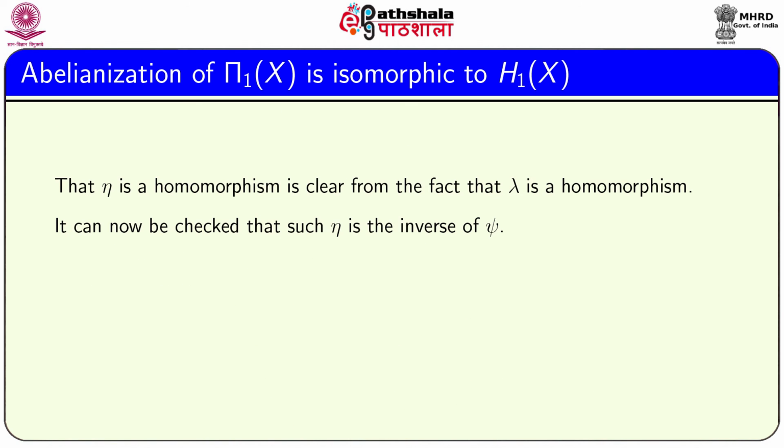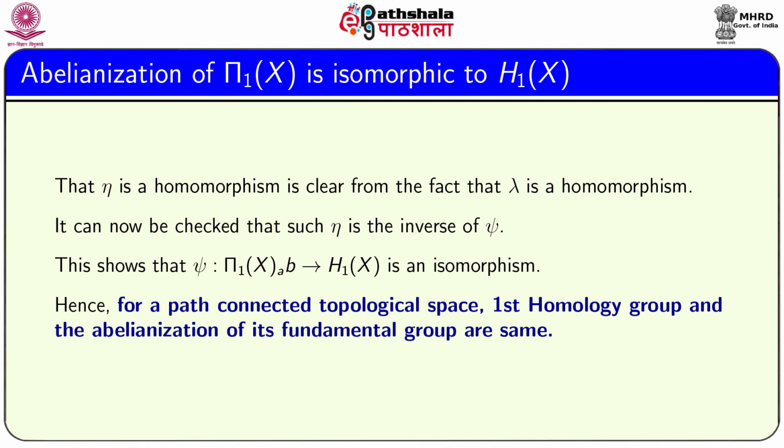That η is a homomorphism is clear from the fact that λ is a homomorphism. It can be checked, and it is not very hard to see, that such η is the inverse of ψ, which we have already defined earlier. And this shows that ψ is an isomorphism. Hence, for a path connected topological space, the first homology group and the Abelianization of its fundamental group are the same.